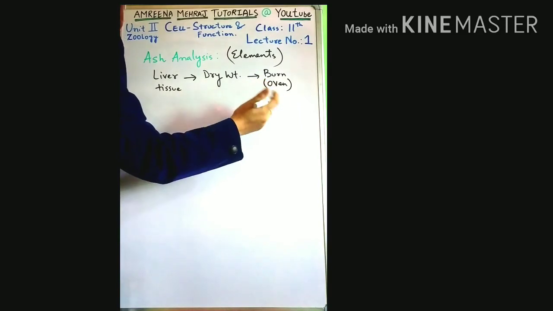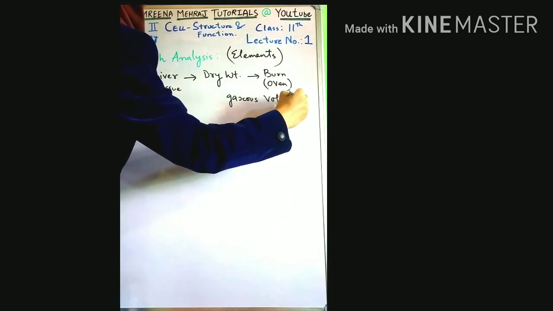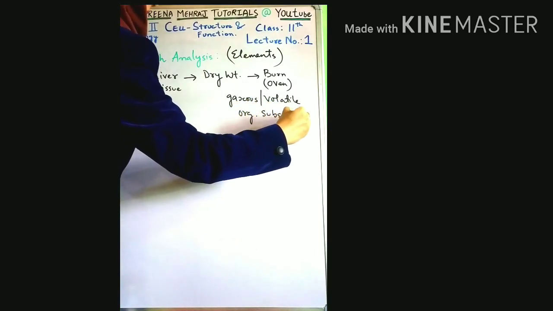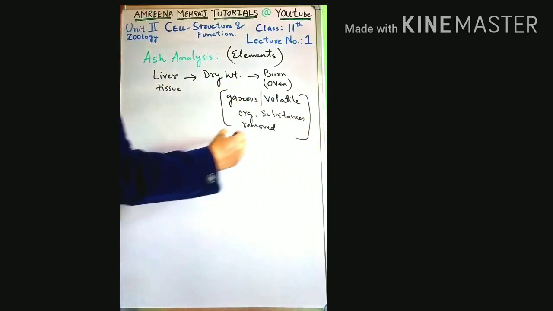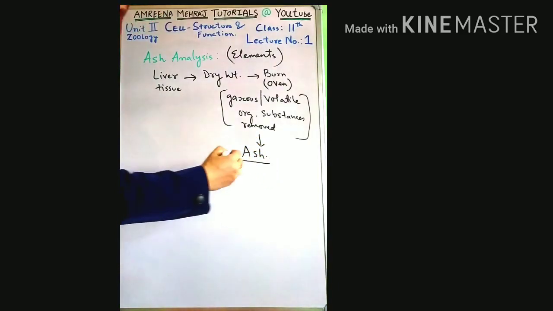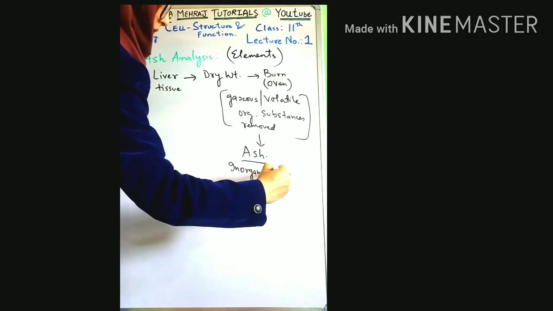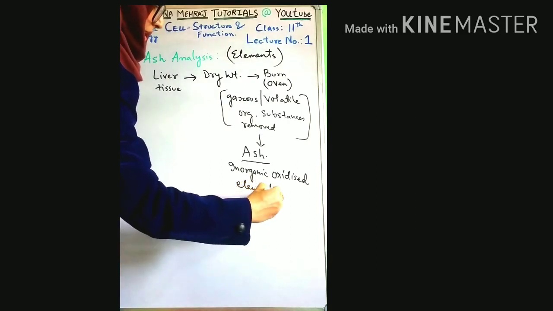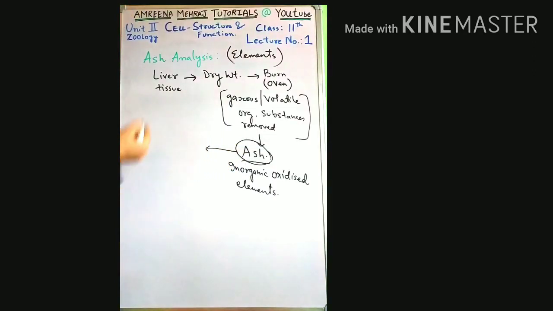Once you burn it, what will happen? All the gaseous or volatile organic substances will be removed completely, and you'll be left with ash. This ash is going to contain all the inorganic oxidized elements. This ash is analyzed and it was found to contain different elements.